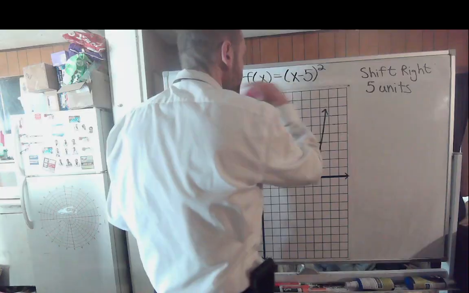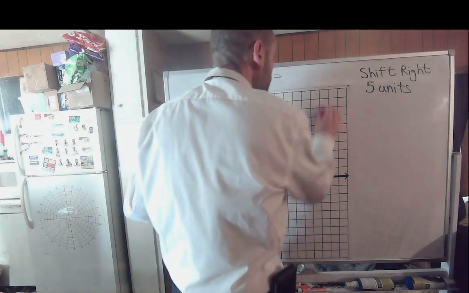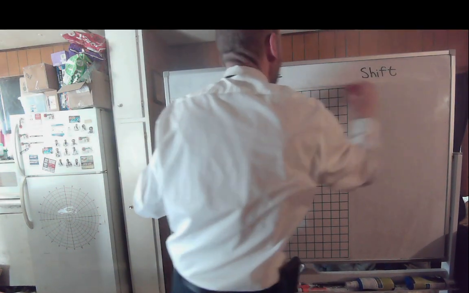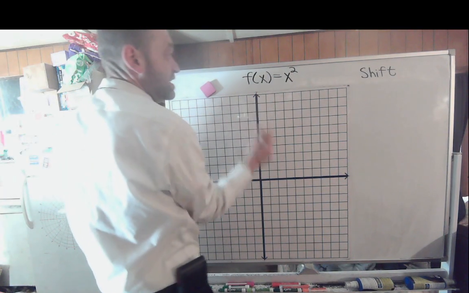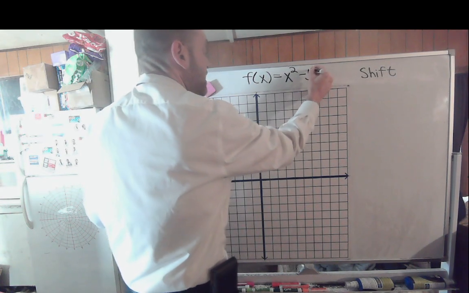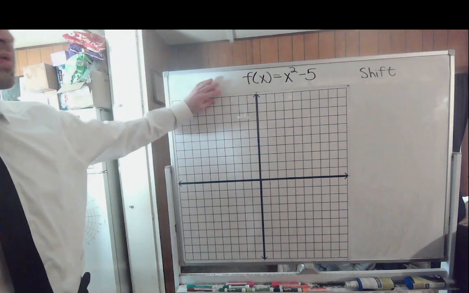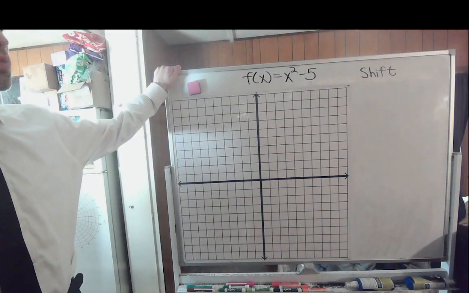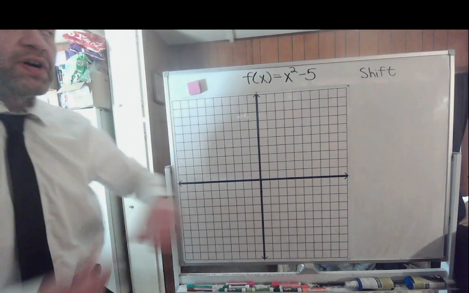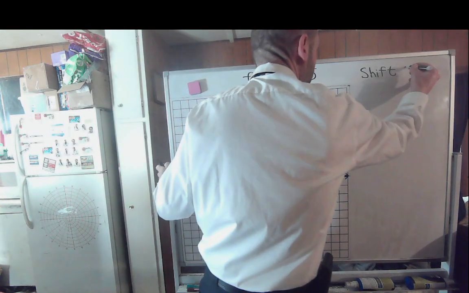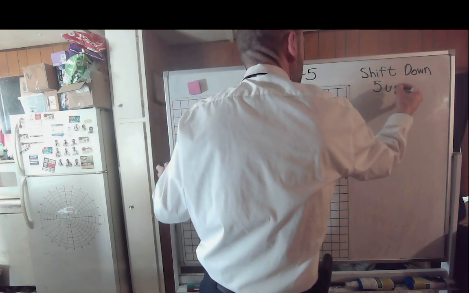Alright, now let's change it up again here. This time, what if I take f of x equals x squared, then minus 5? So I have a minus 5 outside of the x squared. Well, what's actually happening here? I'm shifting it vertically downward 5 units. So I've shifted the graph of f of x downward 5 units.